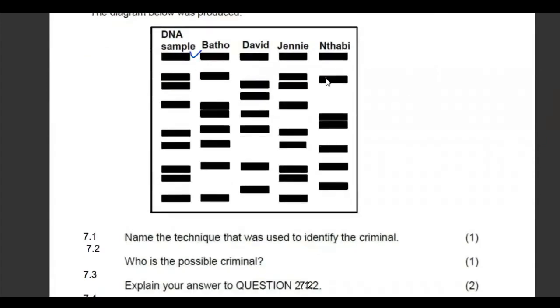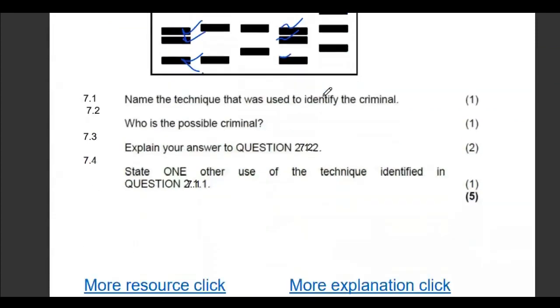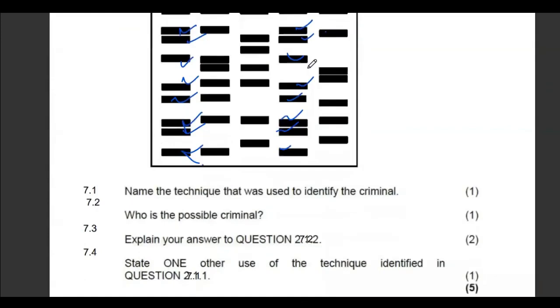Now, look, this is the DNA sample, and then these are the suspects. It means that these are the DNA they found, but you have to see where it corresponds. This one goes with that. This one goes with that. Use a ruler to identify this with this, this with this, this with this. So it means that Jenny is a suspect for that case, whose DNA profile is matching with the DNA sample obtained from the crime scene.